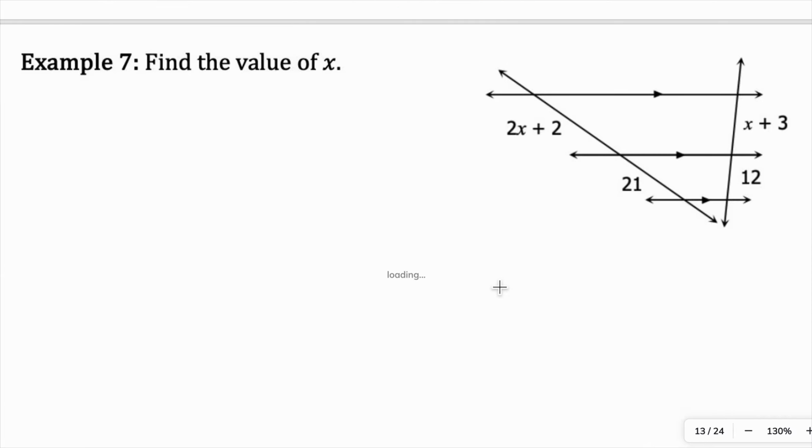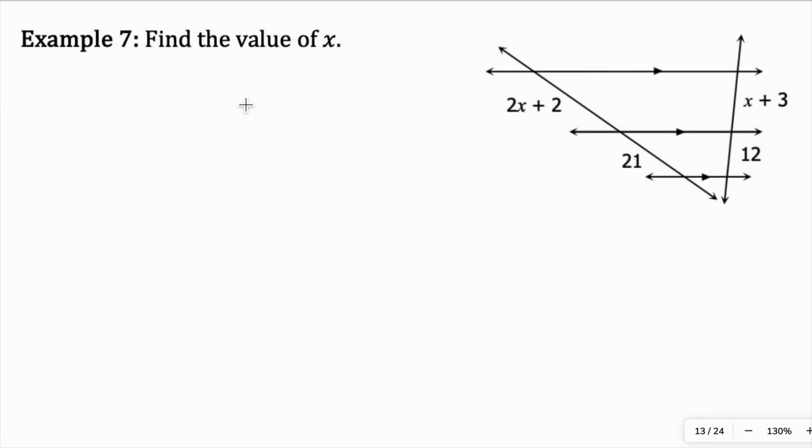And then our last part here, finding the value of x. This is going to conclude day 1. I'm still going to continue the video, but this is where we're going to stop for day 1. So finding the value of x, I'm going to still set up my proportion. 2x plus 2 over 21 is the same proportionality as x plus 3 over 12.